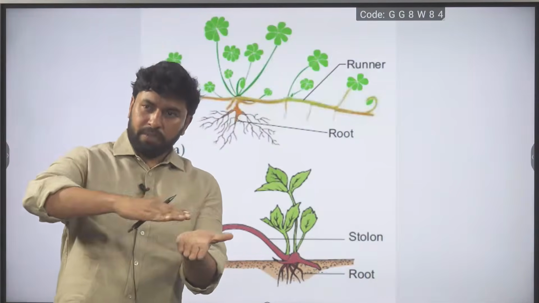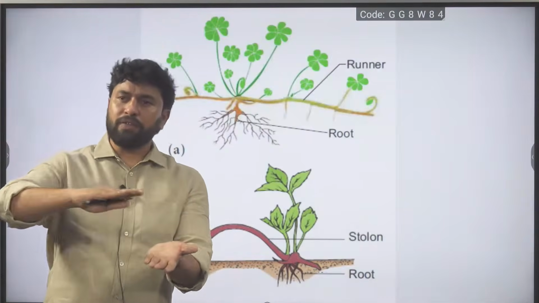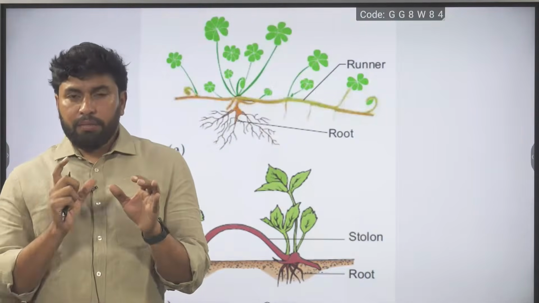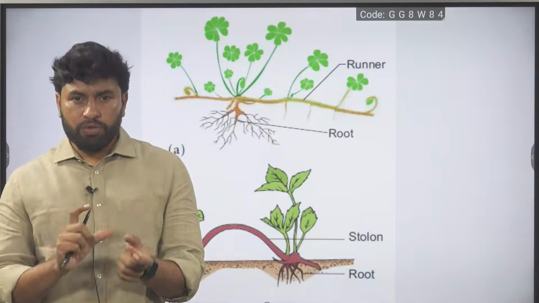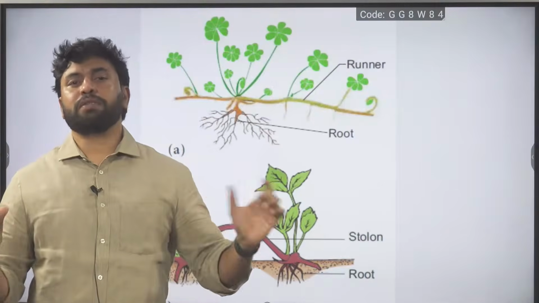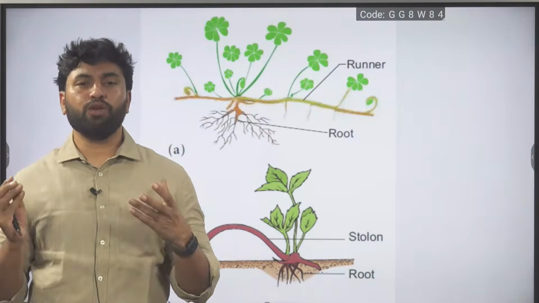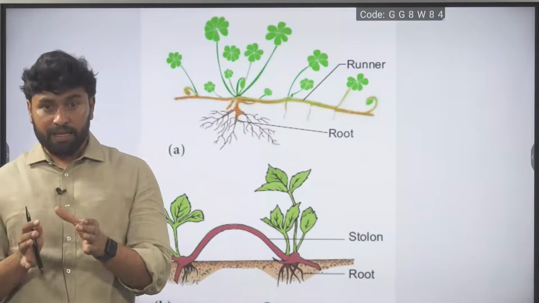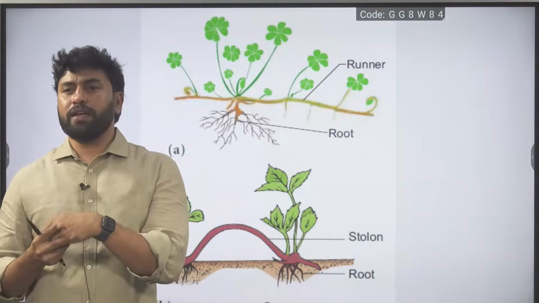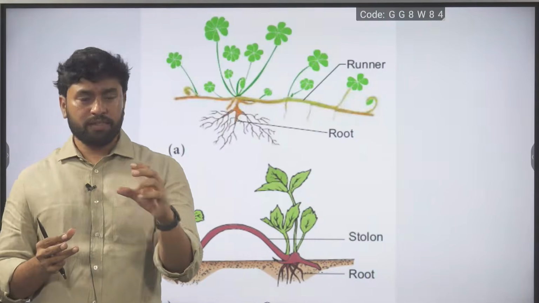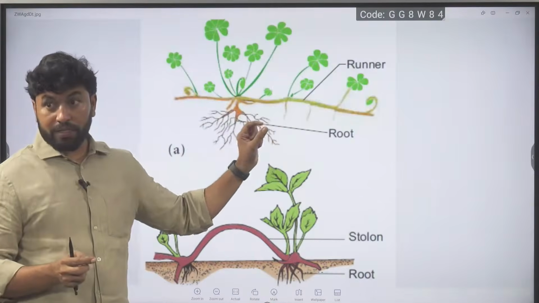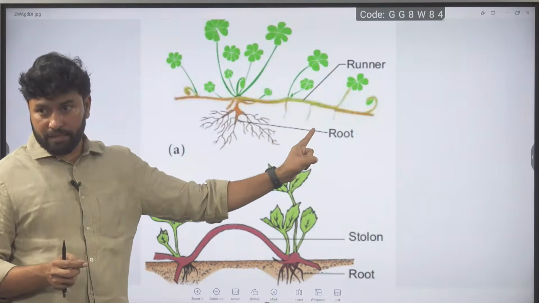Runner, a stem that is growing horizontally on the surface of the soil. Whenever there is a breakdown between the two nodes, the two parts of the stem are able to grow like new plants. Such a mode of propagation we call a runner. The best examples for the runner: grasses and also oxalis. The example given here is oxalis. This plant is oxalis.